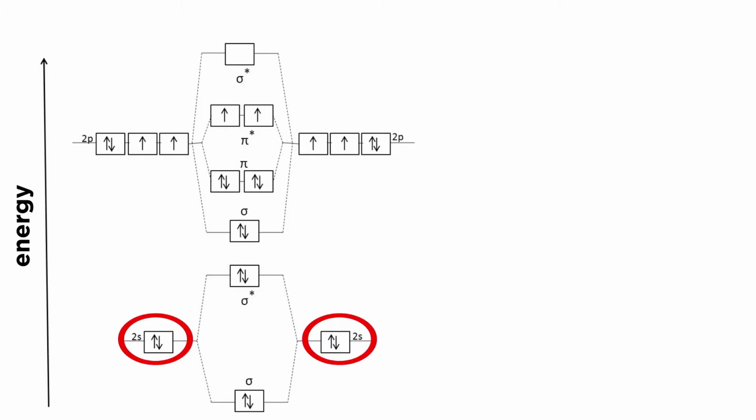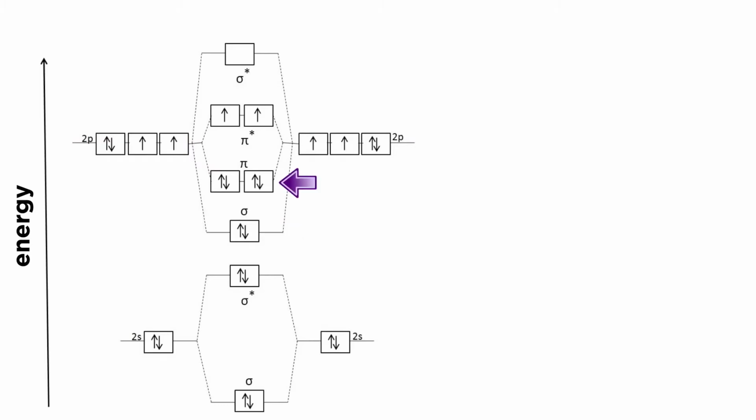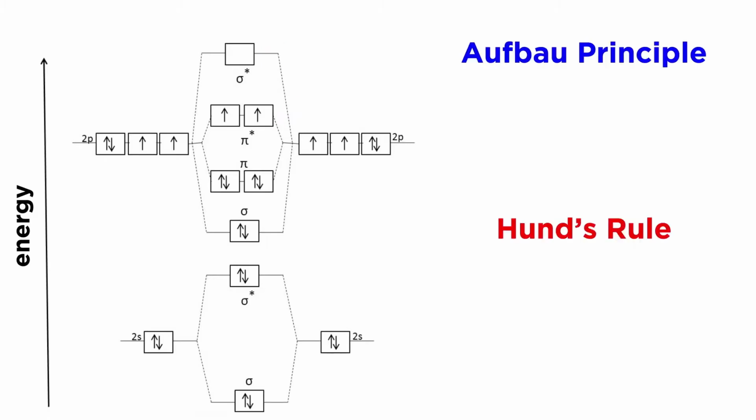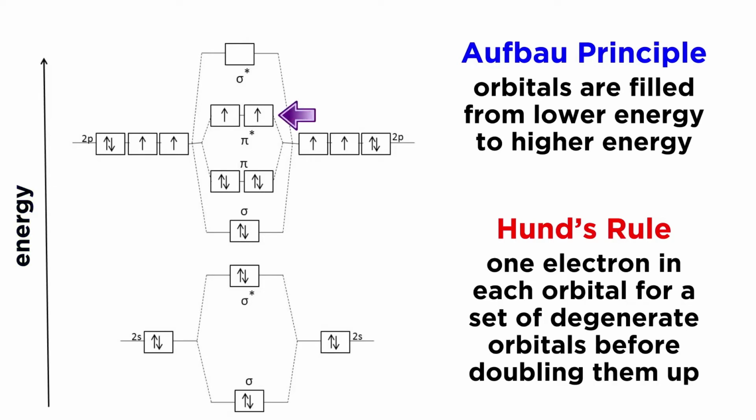the 2s orbitals combining in precisely the same way, and then the 2p orbitals combining as follows, with the sigma bonding orbital and then pi bonding orbitals, followed by the corresponding anti-bonding orbitals. The good news is that these orbitals are still filled according to the Aufbau principle and Hund's rule, like we already know. This means that we fill them from lower energy to higher, according to Aufbau, and we will put one electron in each orbital for a set of degenerate orbitals before doubling them up, according to Hund.